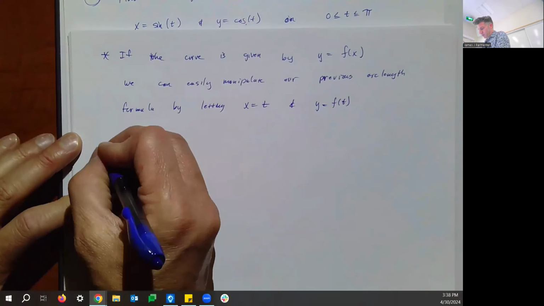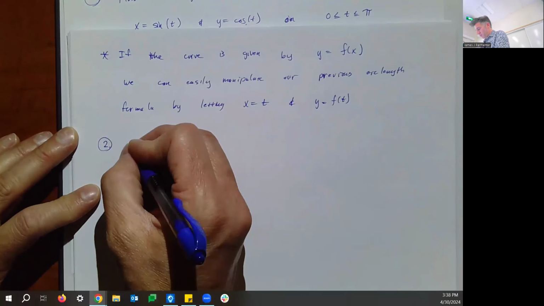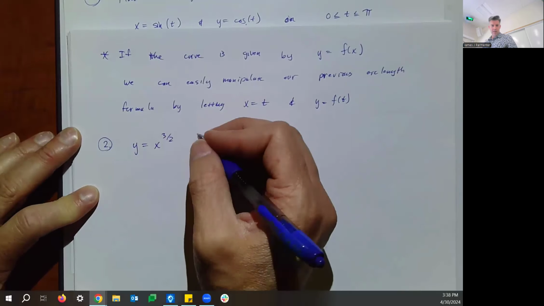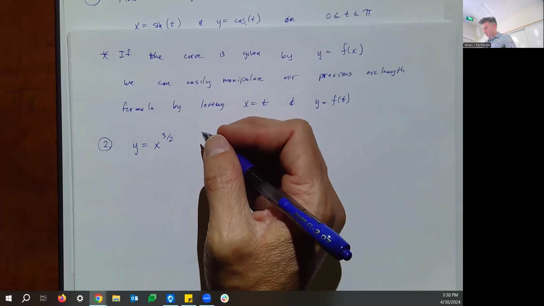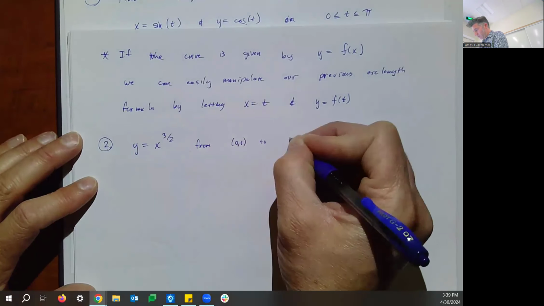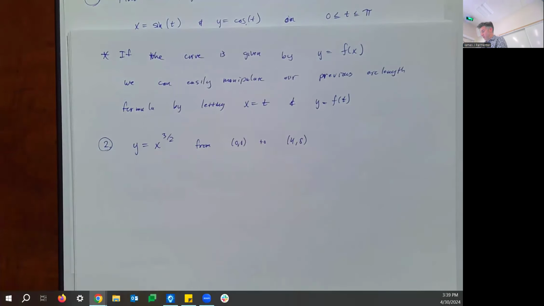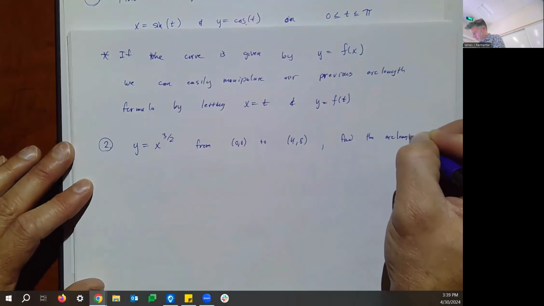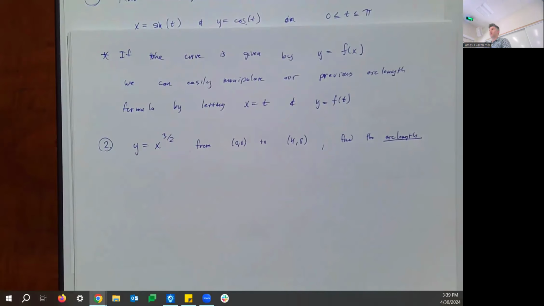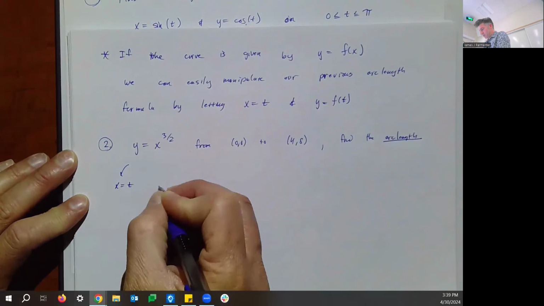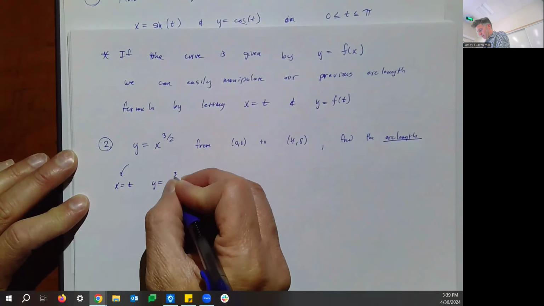So let's say, for example, we have that y equals x to the 3/2, and, sorry, let me put some integration here, from (0, 0) to (4, 8). And we would like to find the arc length. So whichever variable looks like the independent variable, we're going to set equal to t. So we're going to think of this as x equals t and y equals t to the 3/2.